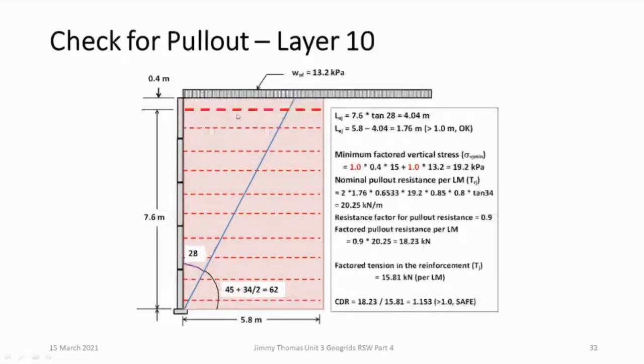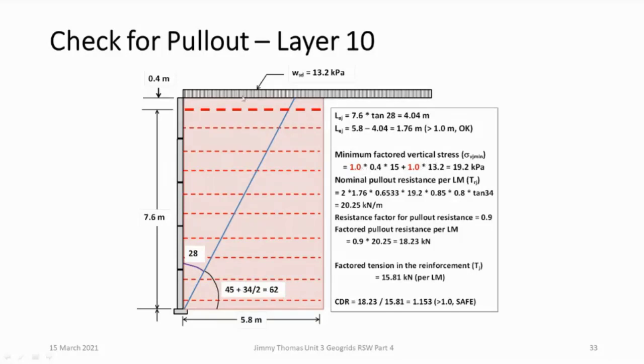So let us try the top layer, layer 10. So here again, the LAJ is 87.6 into tan 28. So this length is 4.04. So the anchorage length is 5.8 minus that. So it's only 1.76 meter. But still it is greater than 1 meter, the minimum required. It's okay.